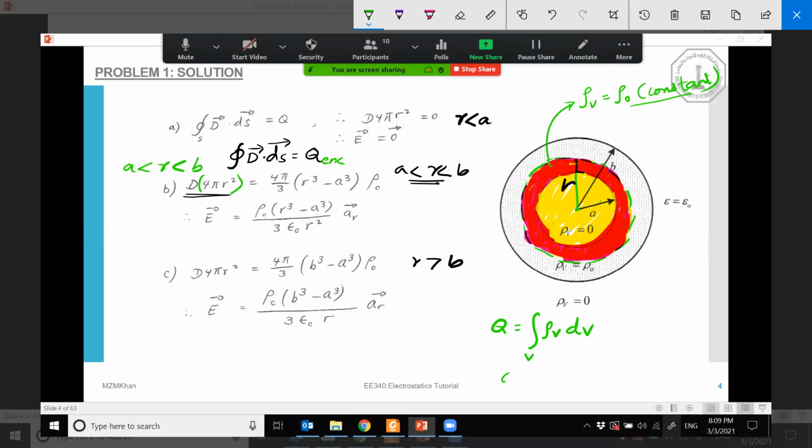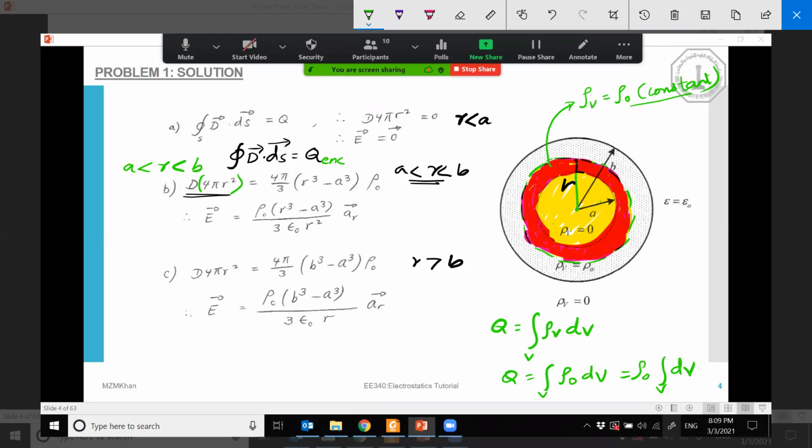So therefore, I can say that Q is equal to integral ρ_v dV. Since ρ_v is a constant, I can take ρ_v outside and integrate over the volume dV. So now we just need to find the volume of this red region, because this is the volume where ρ_v exists, and yellow is the region where ρ_v doesn't exist. So you have to multiply your ρ_v with only the volume of this red region.